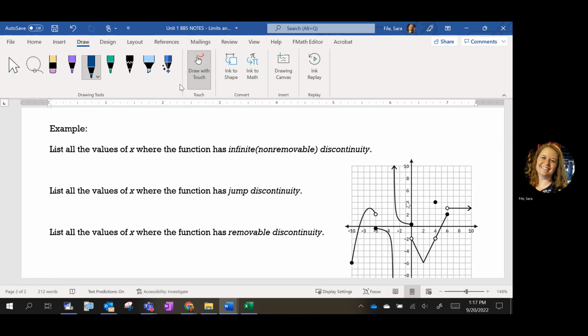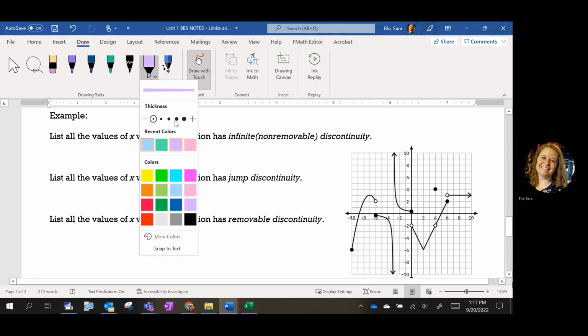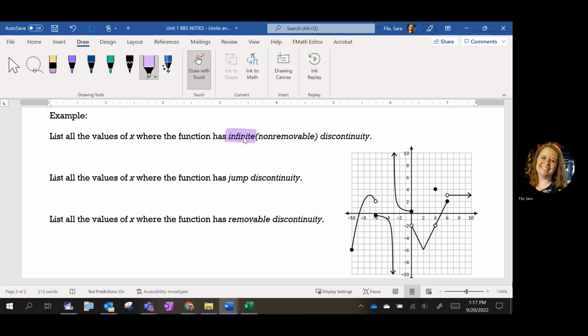All right. So here's a fun graph. Lots of different pieces in this piecewise. We want to list where are the infinite discontinuities, where are the jump, and where are the removable. Okay, so let's start with infinite. Okay, so at what x values do you see infinite discontinuities? So what are you looking for for infinite? Looking for where there might be an asymptote. Do you see any?